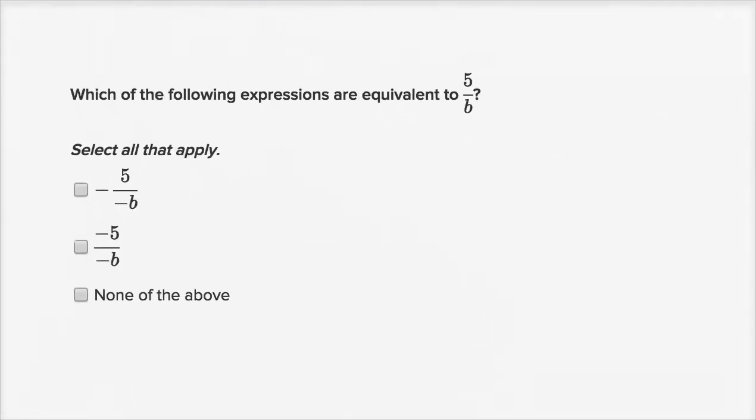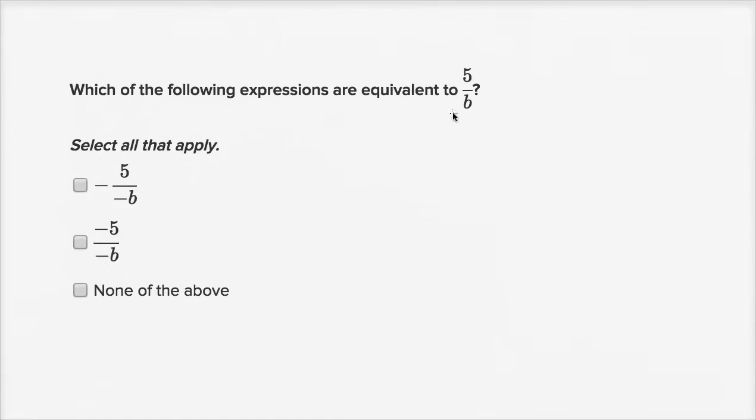All right. Which of the following expressions are equivalent to 5 over b? Select all that apply. All right, so this one over here, negative of negative 5 over negative b. Well, we can remember that this negative, instead of writing it in front of the entire fraction, I could essentially multiply the negative 1 times just the numerator. So you could write this as negative 5 over negative b. And negative divided by negative is going to be a positive. So this actually is going to be equal to positive 5 over b, which is what we're looking for. So this is going to be right.